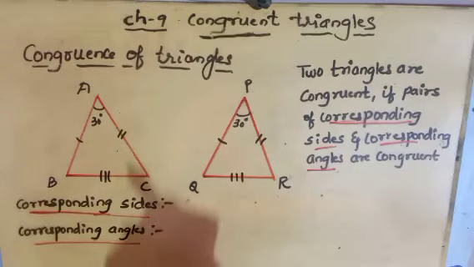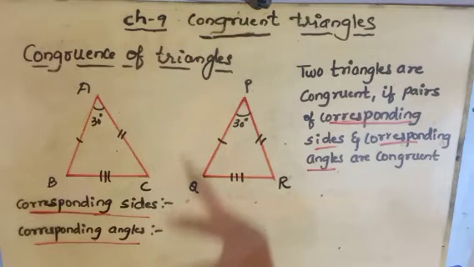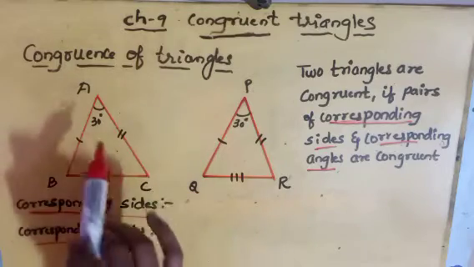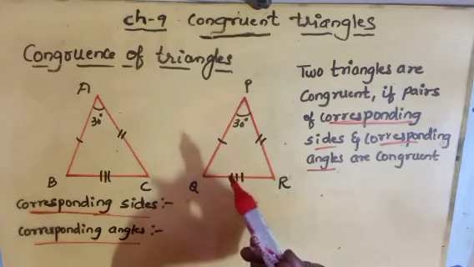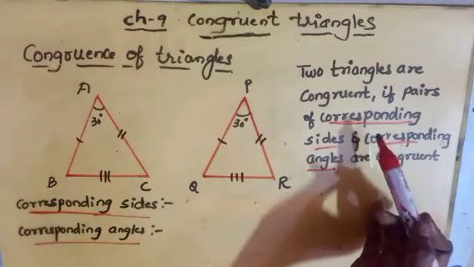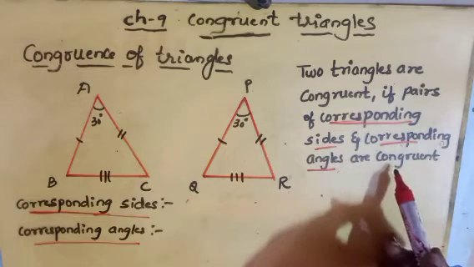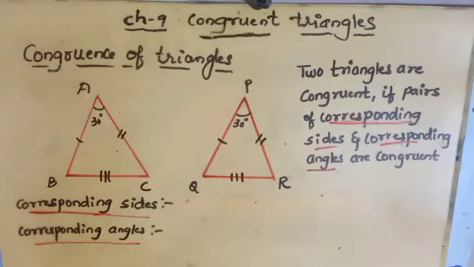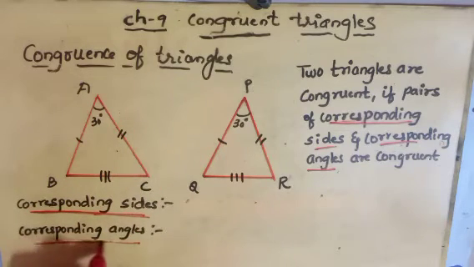For circles, two circles are congruent when the radii are equal. In the same way, for congruency of triangles, when we say two triangles are congruent, it means the corresponding sides and corresponding angles are equal. So we have to give importance to the corresponding sides and corresponding angles.